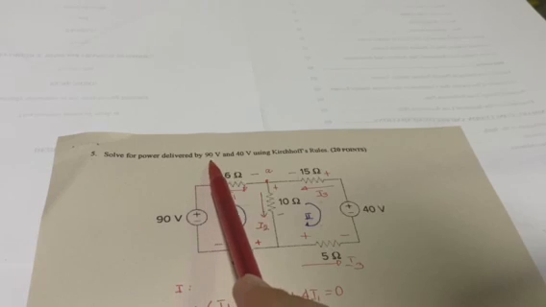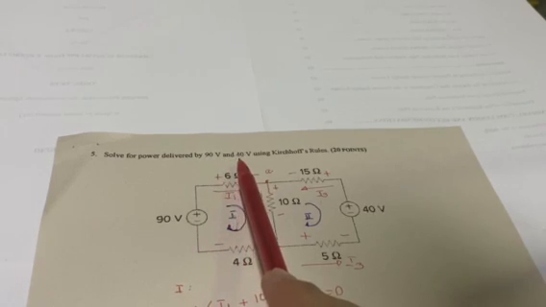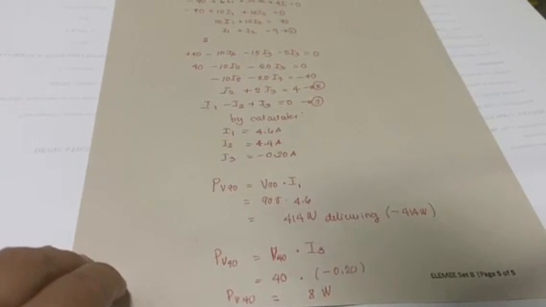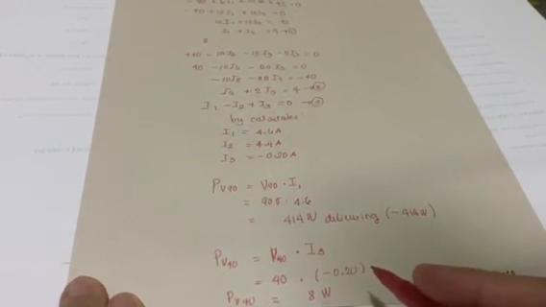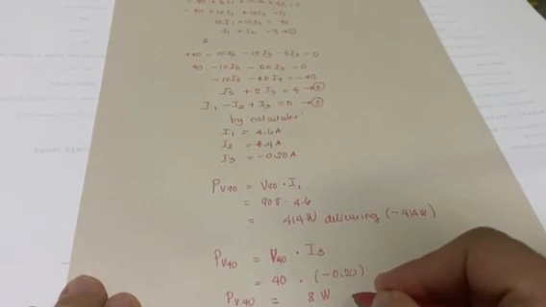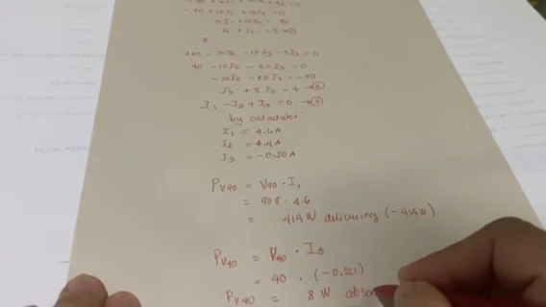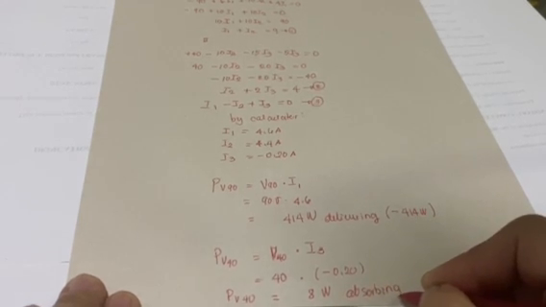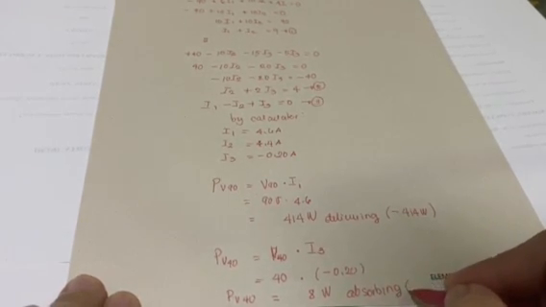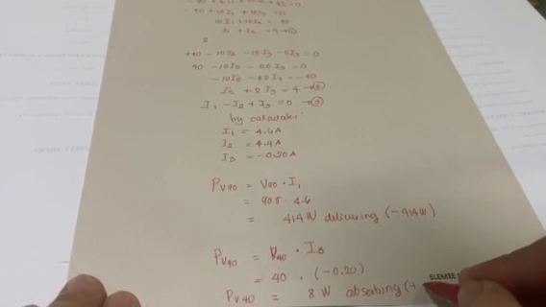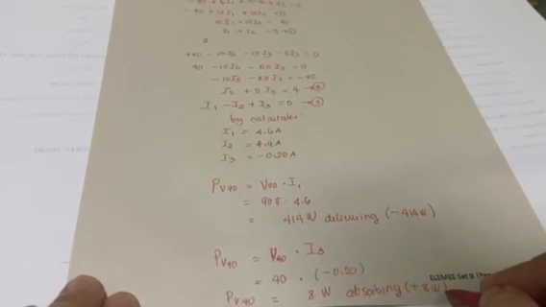Next, solve for the power delivered by the 90 volts and the 40 volts. The power delivered by the 40 volts is 8 watts. This is absorbing. Or this is positive 8 watts.